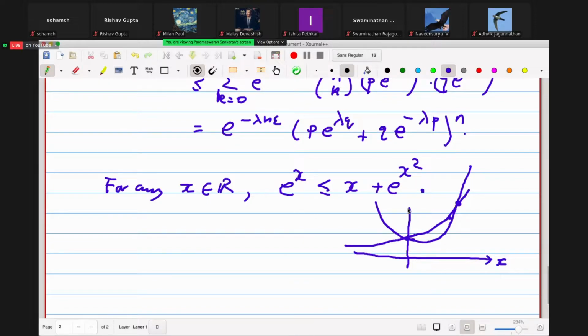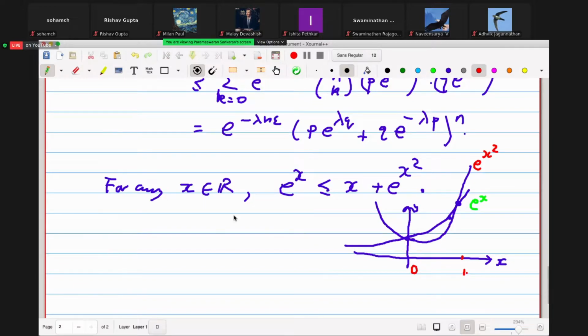X axis, y axis. Okay, so let me write: this one is e power x, and this one is e power x square. Okay, and they both agree at 0 and at 1.